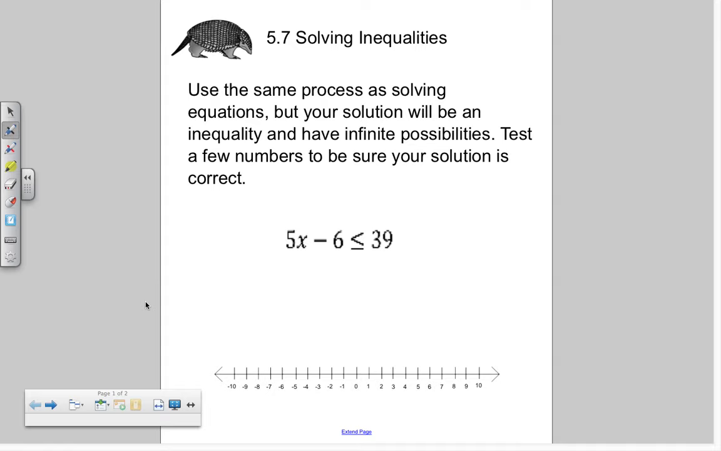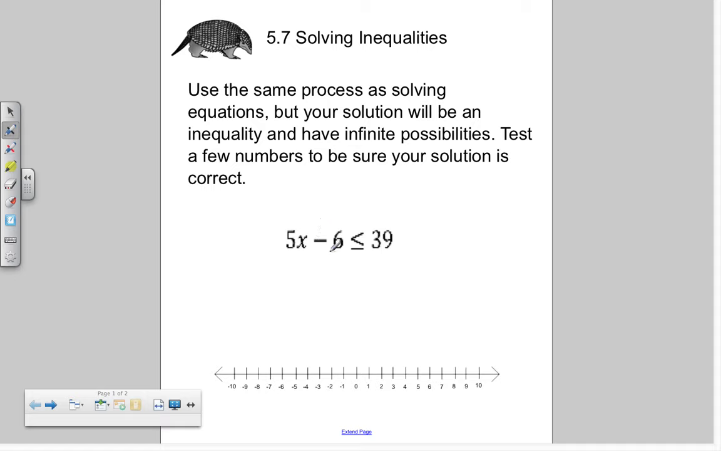Solving inequalities. So we're going to use the same process as solving equations, but our solution is going to be an inequality and have infinite possibilities. That means there are infinite numbers that x can be that will make the sentence true. Test a few numbers to be sure that your solution is correct. So here's an example problem.